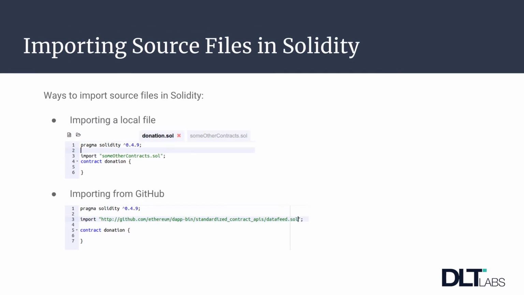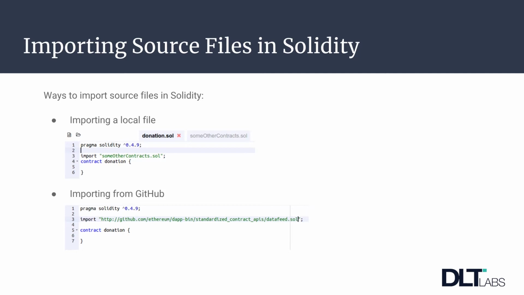Now, let's talk about importing source files in Solidity. Solidity supports import statements to help modularize your code that are similar to those available in JavaScript. However, Solidity does not support the concept of a default export. At a global level, you can use import statements of the following form: import filename. This statement imports all the global symbols from filename into the current global scope.